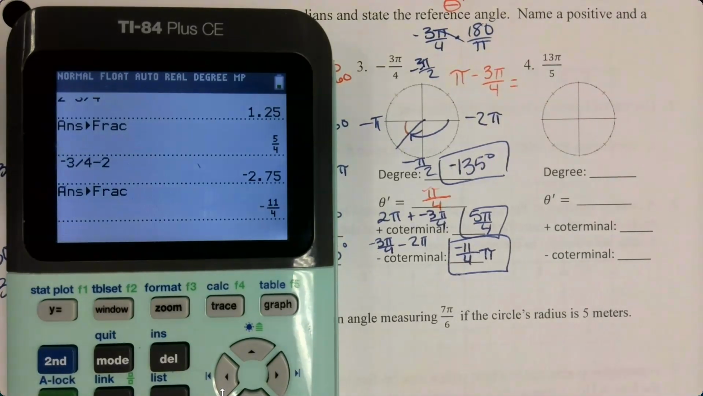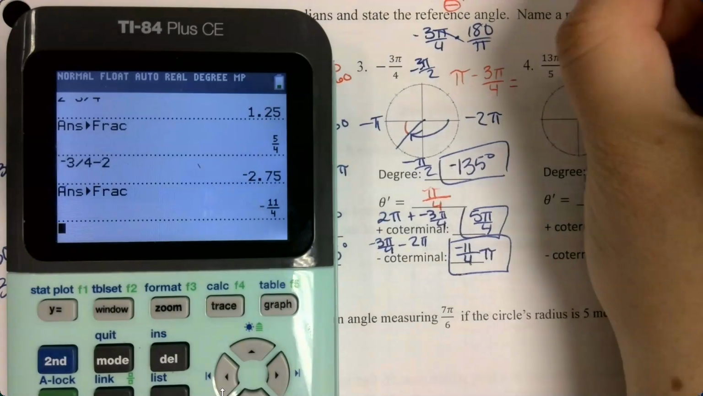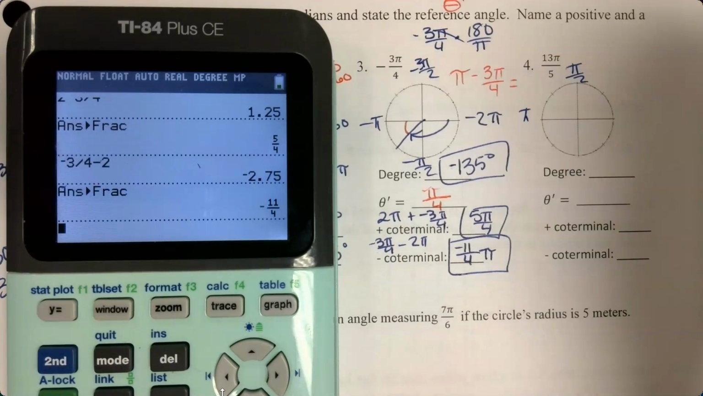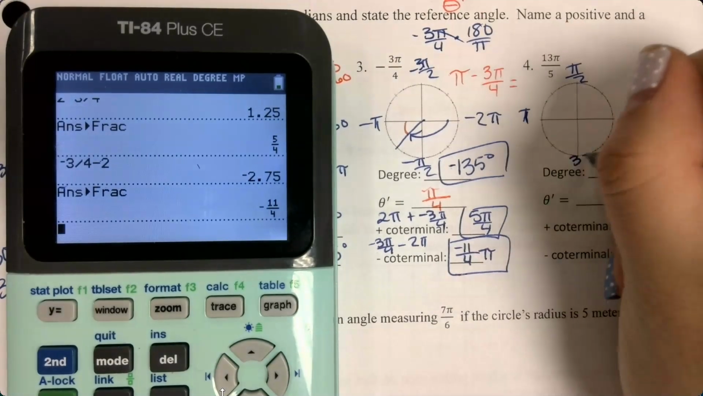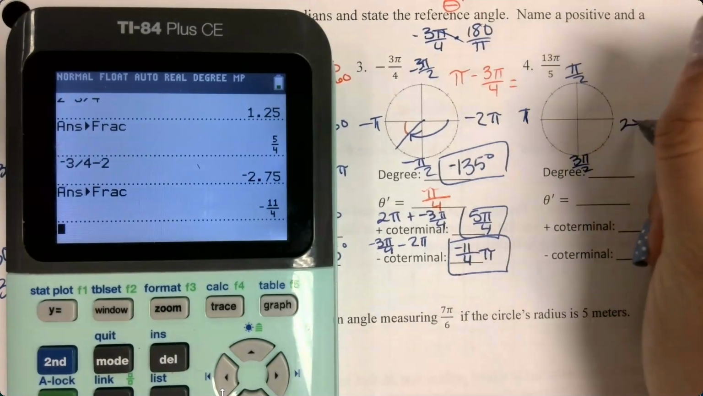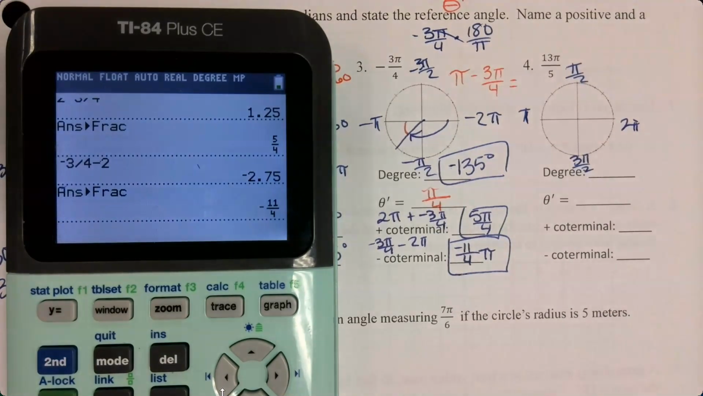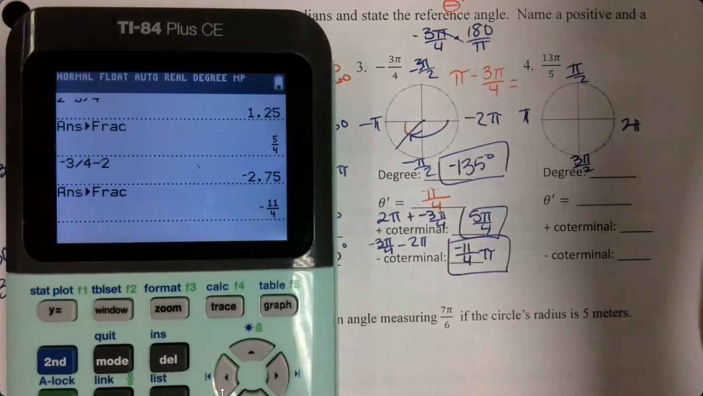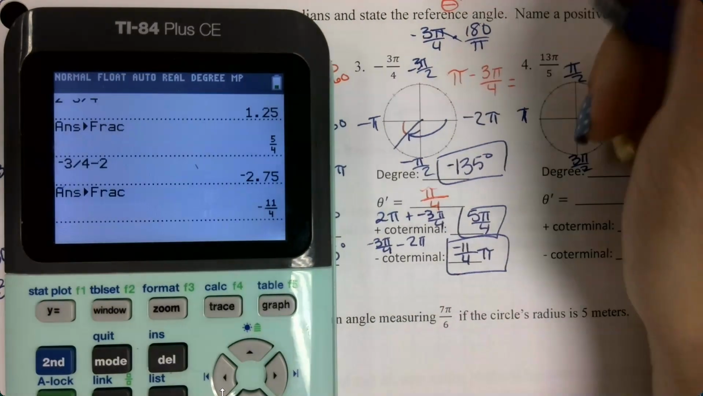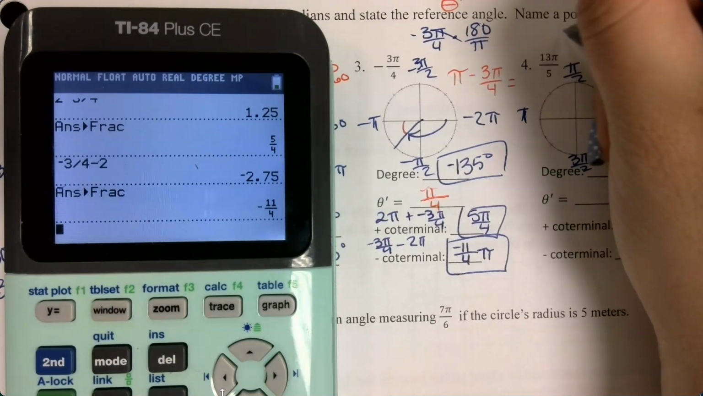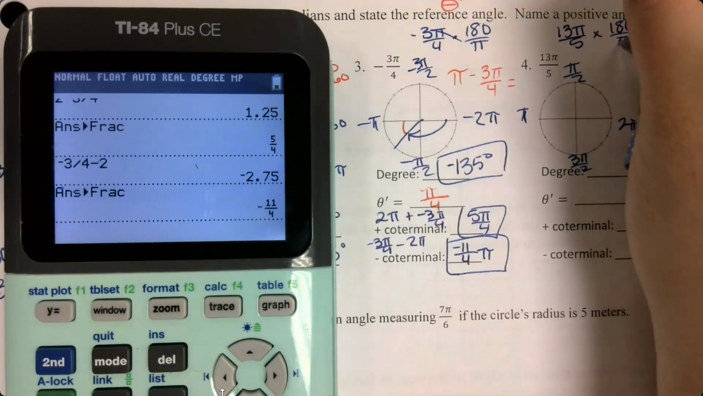Same idea on number 4. This one's positive, so this is going to be pi halves, pi, 3 pi halves, 2 pi. 13 pi fifths. I'm actually going to turn this one into degrees before I go ahead and graph it so that I can see where this is. So I'm going to write this up here, 13 pi fifths times 180 over pi.